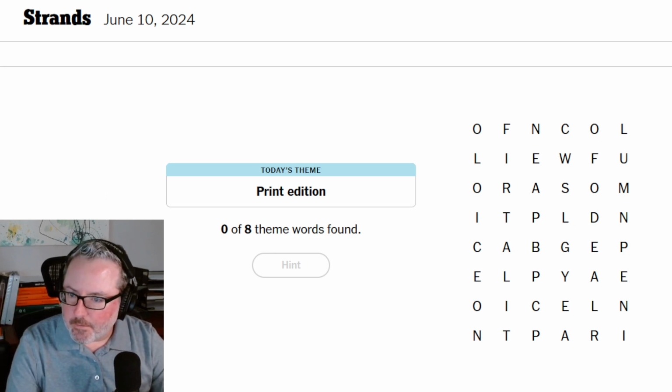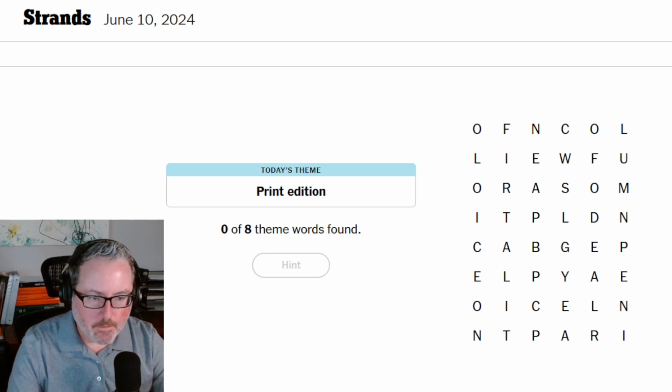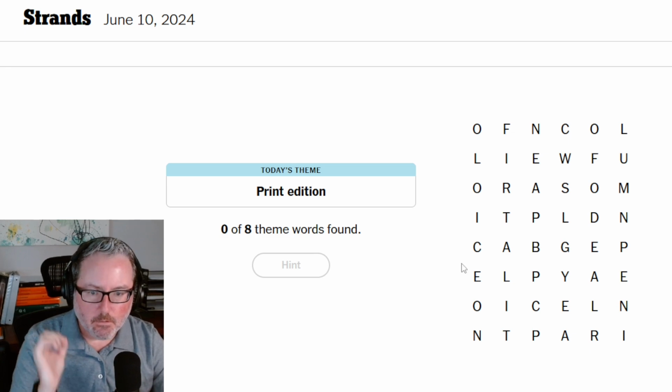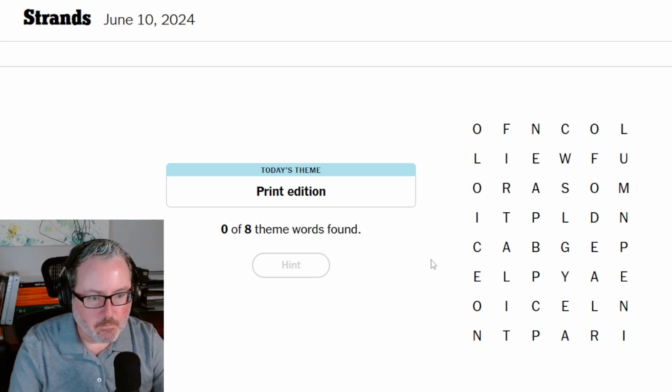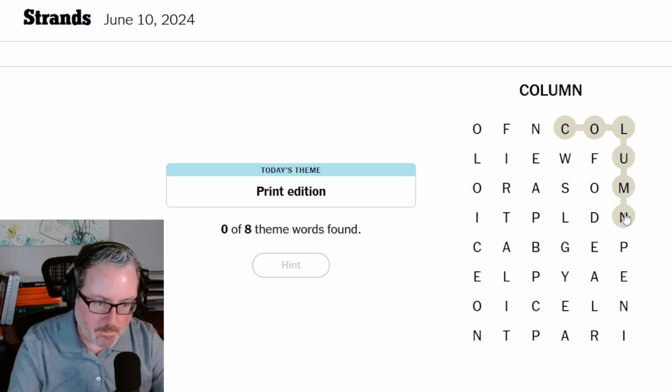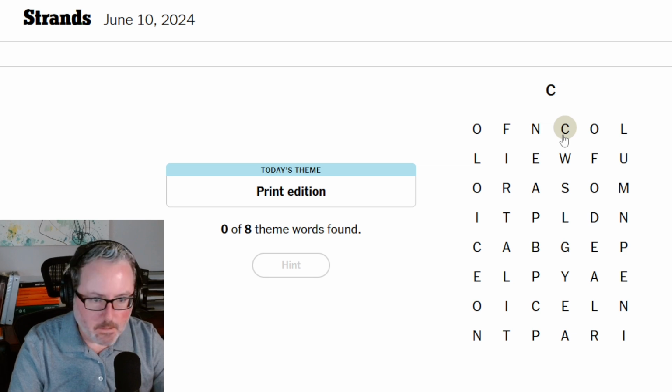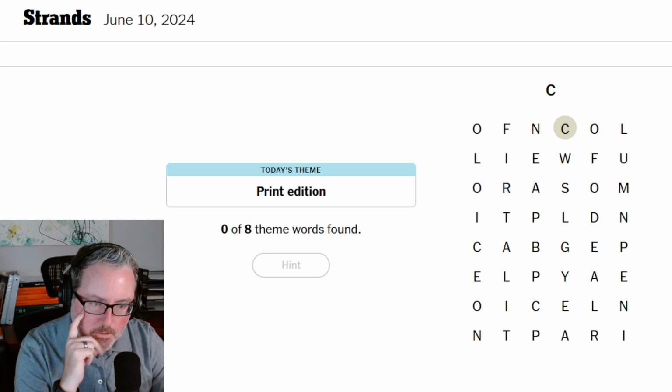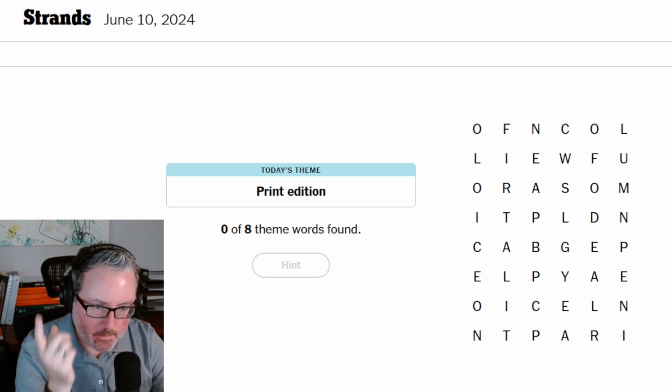Okay. So, as you can see, we've got print edition. So everything in here is going to, in some way, relate to print. And it doesn't necessarily have to mean like a magazine print, but print in some way. So it looks like it might be magazine print or newspaper print because we've got column here, which could be a word. I think everything has to be at least 4 letters, maybe 5 letters. Column looks good.